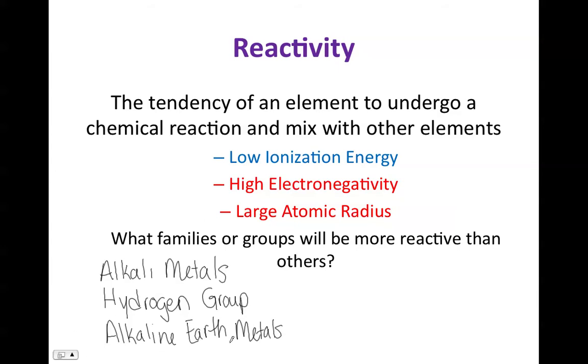So those are some of our families. Our non-metal family, the halogens, they only need one valence electron. So they're going to gain that electron pretty easily. So gaining electrons, losing electrons, those are the families that react pretty easily.